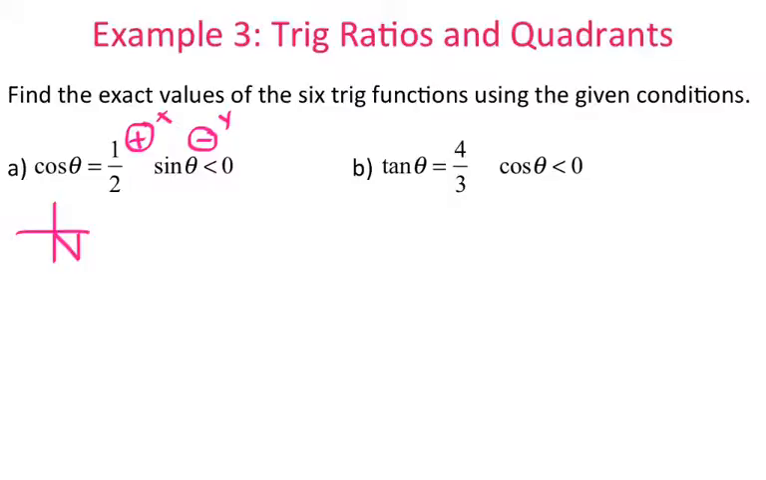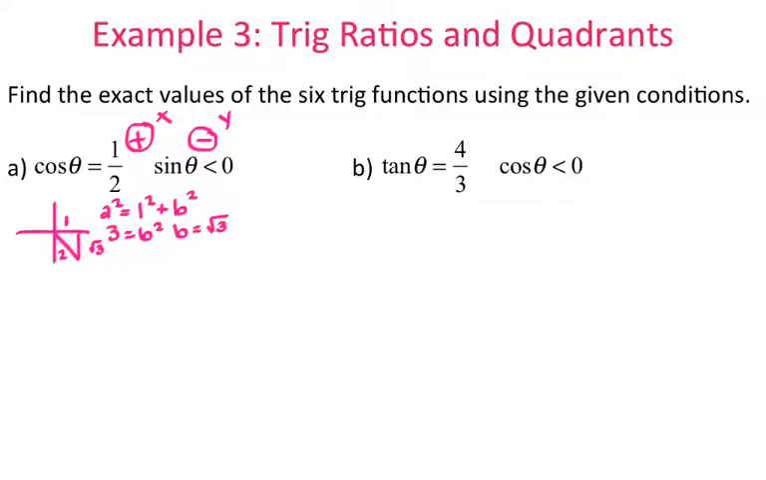And cosine is my adjacent over the hypotenuse, so that makes my adjacent side 1 and hypotenuse is 2. And I can use the Pythagorean theorem to solve for that third side. So I have 2 squared equals a squared plus b squared. So that's 2 squared minus 1 squared is 3. So 3 equals b squared. So that means b is the square root of 3. So this side right here is the square root of 3.